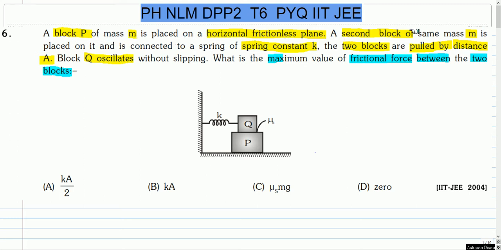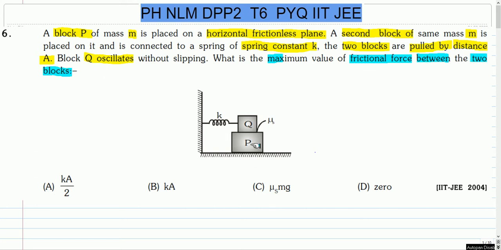A block of mass m is placed on a horizontal frictionless plane. A second block of the same mass m is placed on it and is connected to a spring of spring constant k. The two blocks are pulled by a distance a. Block Q oscillates without slipping. What is the maximum value of friction force between the two blocks?